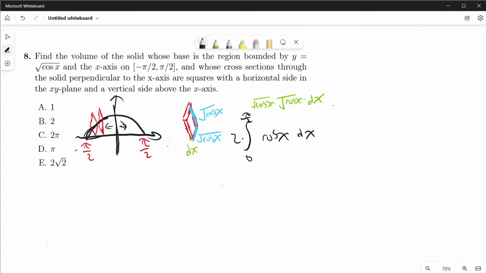And then solving this simple integral here, just sine x from 0 to pi over 2 times 2. Plug in pi over 2, and that would be 1 minus 0, and that would be 2.